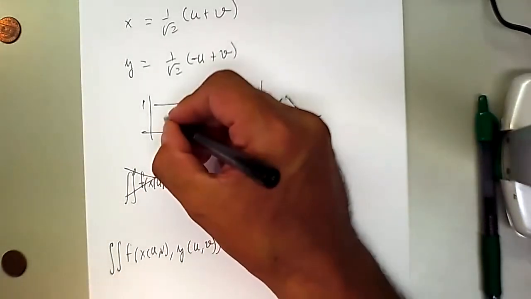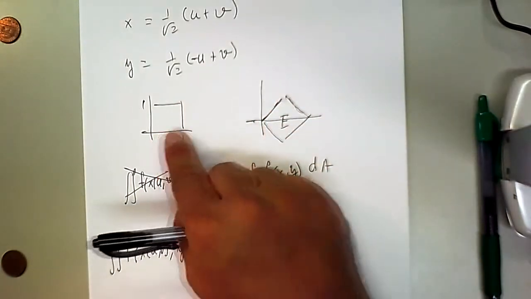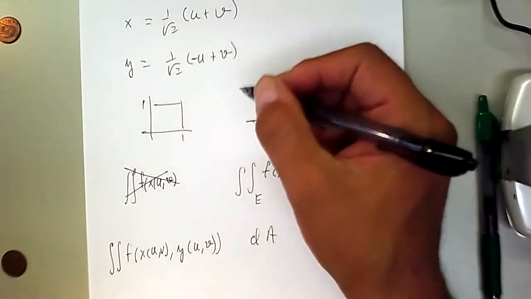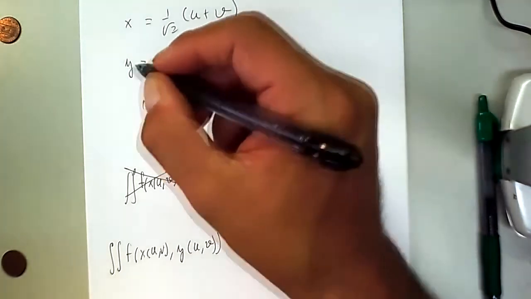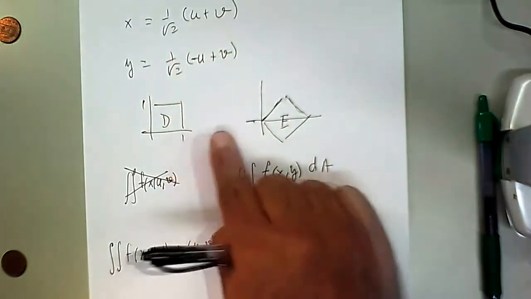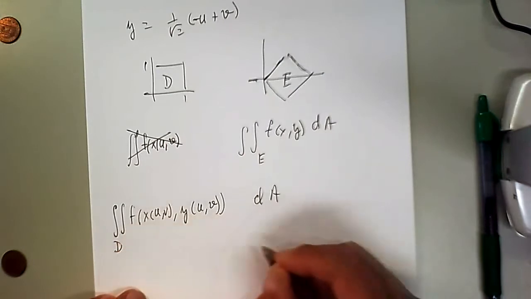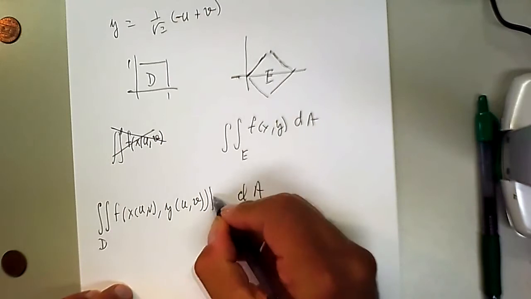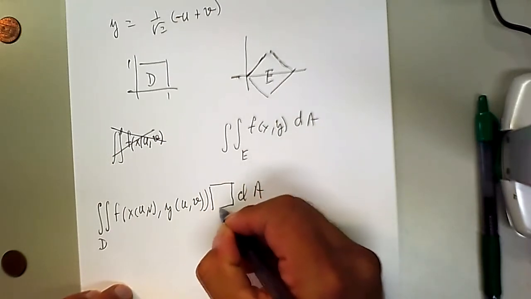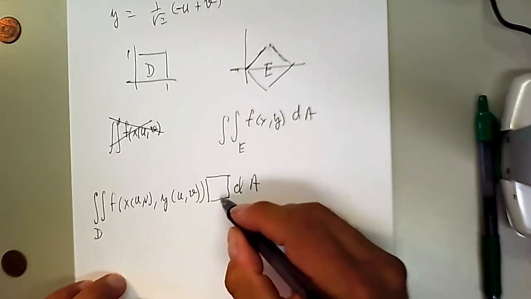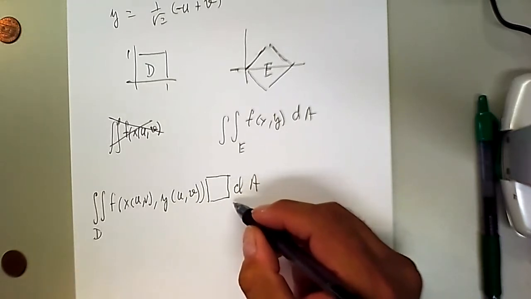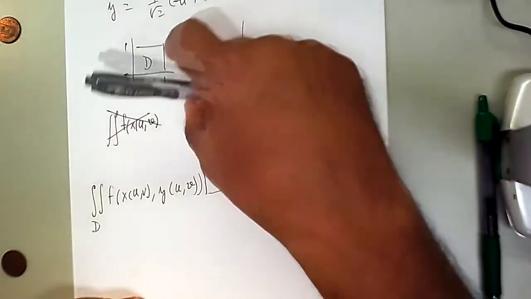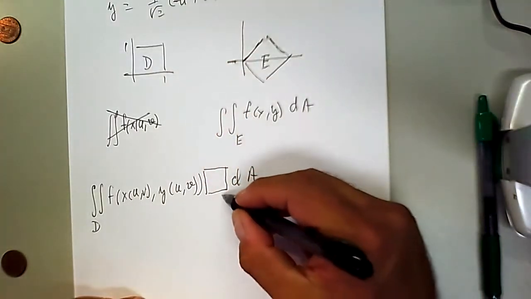And now we're going to have this other region, which is not the same as this region. Let's call it D, because that's before E, over D. But we have to pay a price. We have to multiply by something here. Every time we do that, can we do that? The answer is yes, but we have to pay a price. We have to compensate for the change. And this is called the Jacobian.